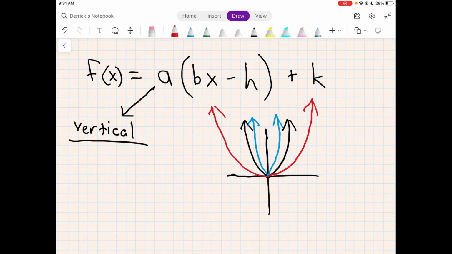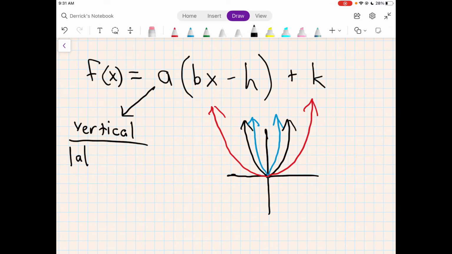Again, notice it is still a U shape, but now it's wider. It took longer to keep heading up, it opened out wider. That's what we're talking about with a vertical stretch versus a vertical compression. So, if your A value, or I should say if the absolute value of your A value, because you will not have negative stretches or compressions.